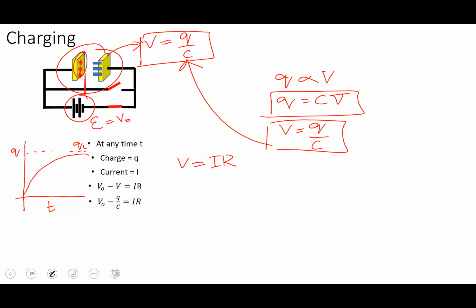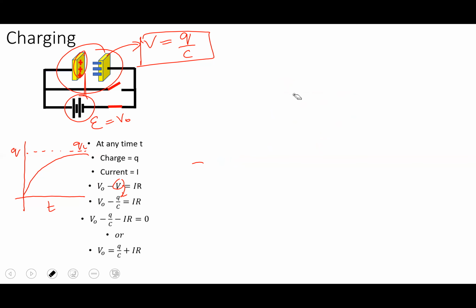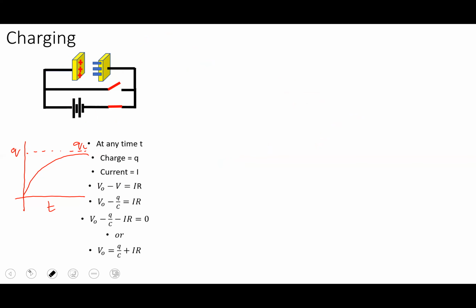So V0 minus Q over C, because we said that V is equal to Q over C, is equal to IR. Now, if we rearrange it, it will be V0 minus Q over C minus IR is equal to 0. Or we can rewrite it as V0 is equal to Q over C plus IR. This is the main voltage equation.